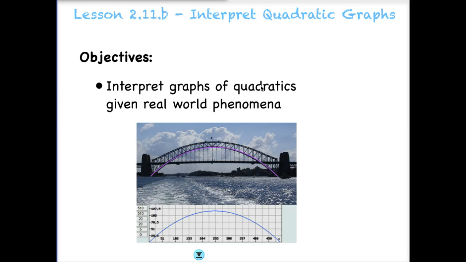In this lesson, 2.11.b, we will be interpreting quadratic graphs. Our objectives are to interpret graphs of given real-world phenomena. As you can see, many things in life are shaped like an arch and they have a quadratic function. So we can model this bridge with a quadratic function. We can also model other things like tunnels and arches and even jumps or the way we throw things using quadratic equations. Let's look at our example using a bridge.